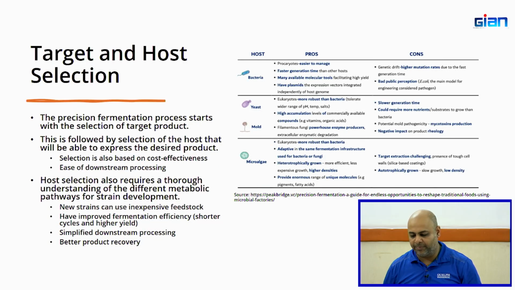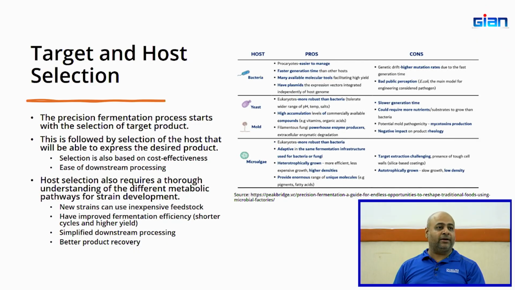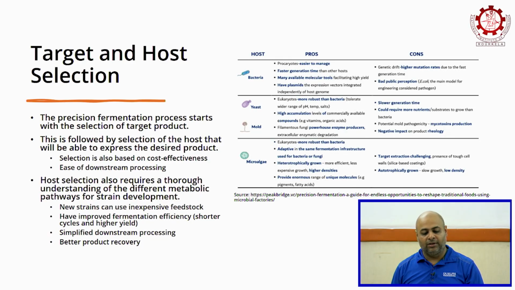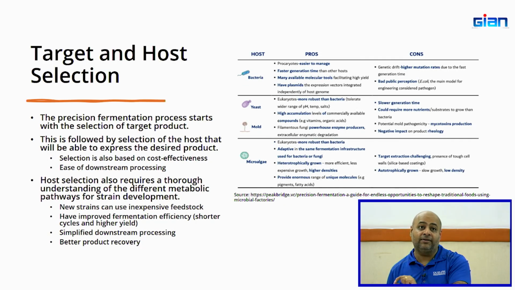Now let's look into each and every aspect of precision fermentation. That would be the target and the host selection. So the precision fermentation process starts with the selection of the target product. You have to know what you want to make first, and only then can you decide whether you want to go through the precision fermentation or the traditional fermentation process. This is followed by the selection of the host that would be able to express the desired product. We already discussed almost all of this in the previous slide, but selection is also based on cost effectiveness.